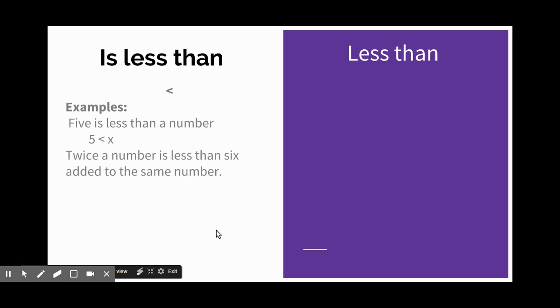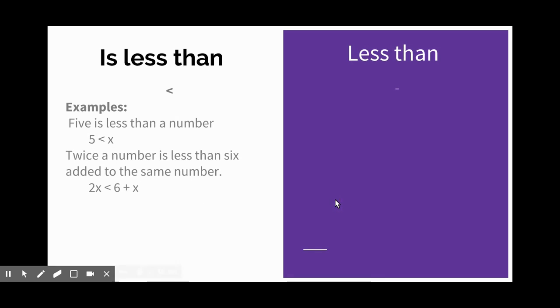Here's another one, a little more complicated. Twice a number is less than 6 added to the same number. So when we say a number, again, we're going to talk about x. And when I say the same number, I'm still talking about x. So twice a number is 2 times x, or more simply 2x. Then we want is less than, the symbol, 6 added to the same number. So 6 plus that number x. We get this, 2x, twice a number, is less than 6 added to that same number.